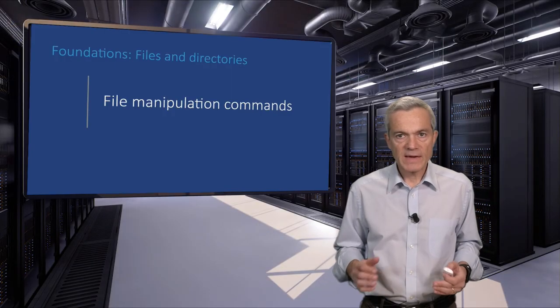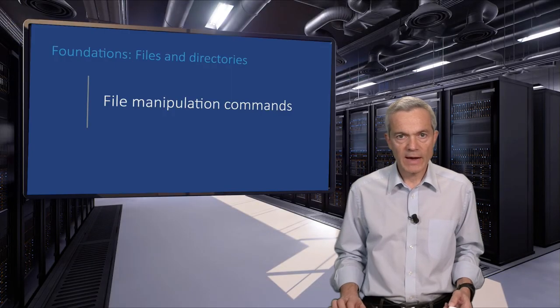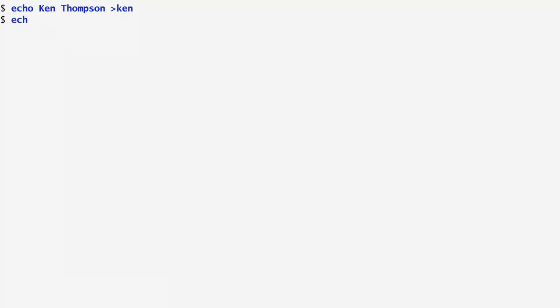Let's now see some basic commands you can use to manipulate files. Let's create a file named Ken, containing the words Ken Thompson, another one named DMR, containing the words Dennis M. Ritchie, and a third one named F-File. By running ls in the current directory, we see that it contains F-File, Ken, and DMR.